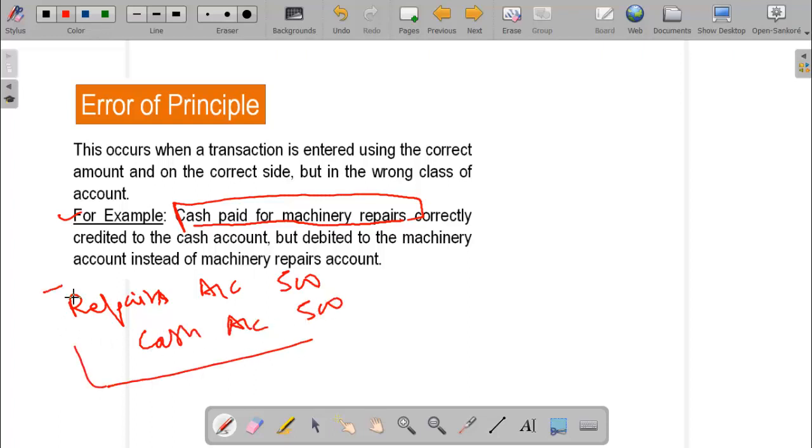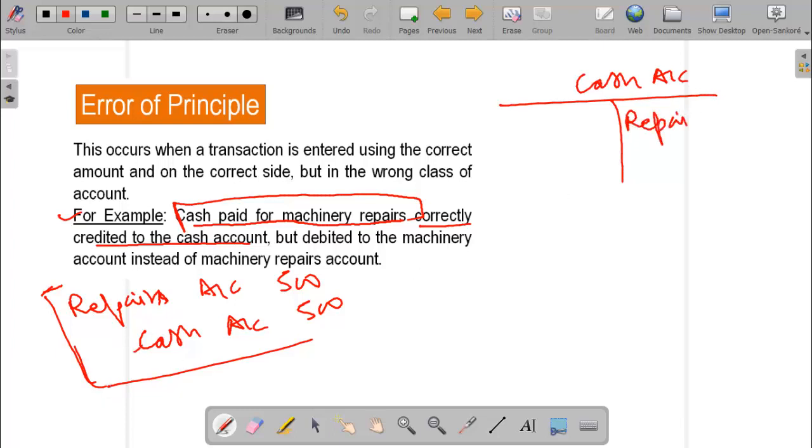But see in the ledger what I did. I correctly credited the cash account. It means in the ledger the cash account was correctly credited. I opened the cash account in the ledger, and as in the entry the cash account is credited, on its credit side I wrote repairs 500. It means the cash account is correctly credited. There is no error in the cash account. But see what I did later on.